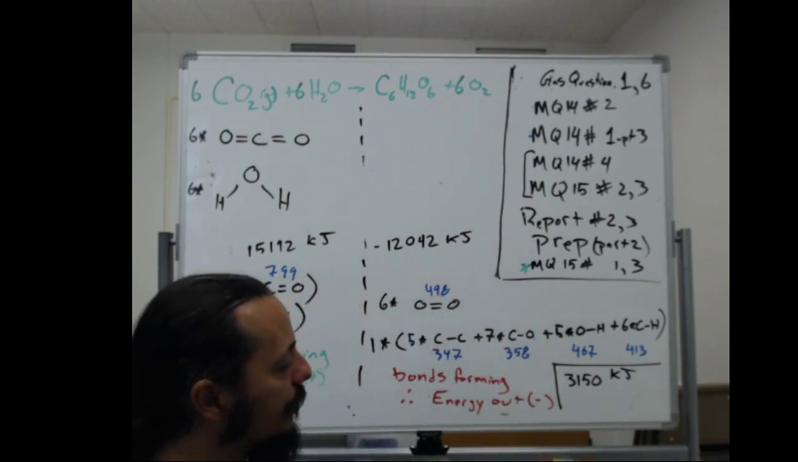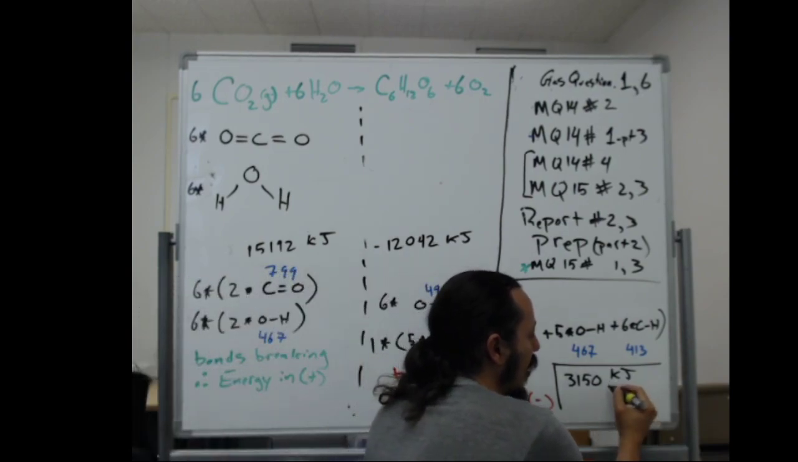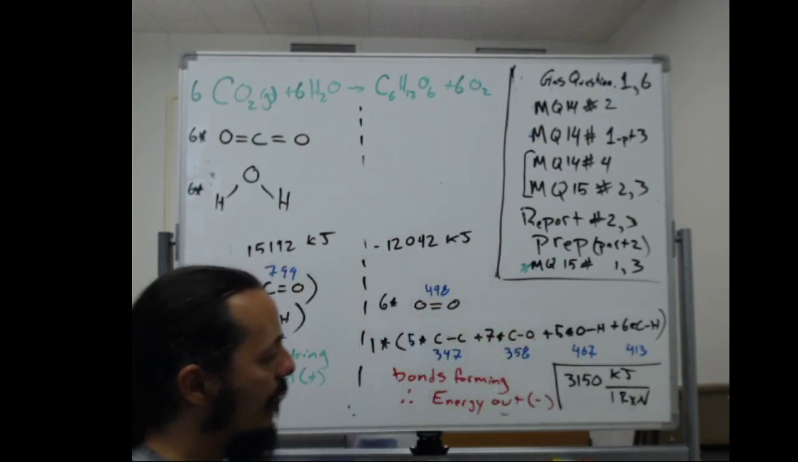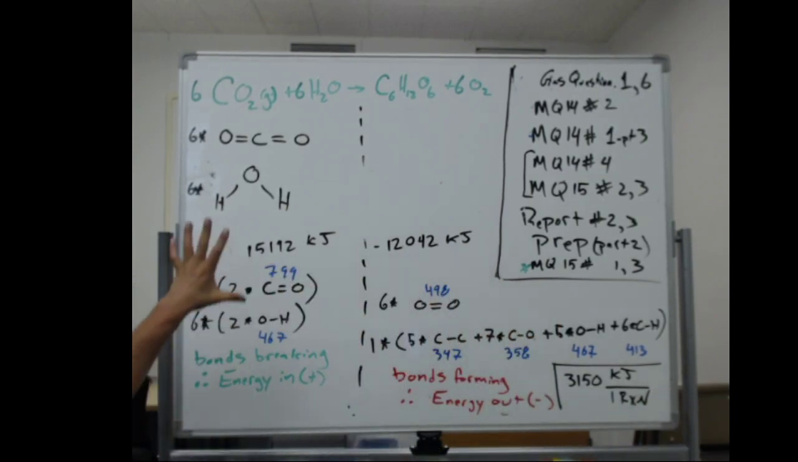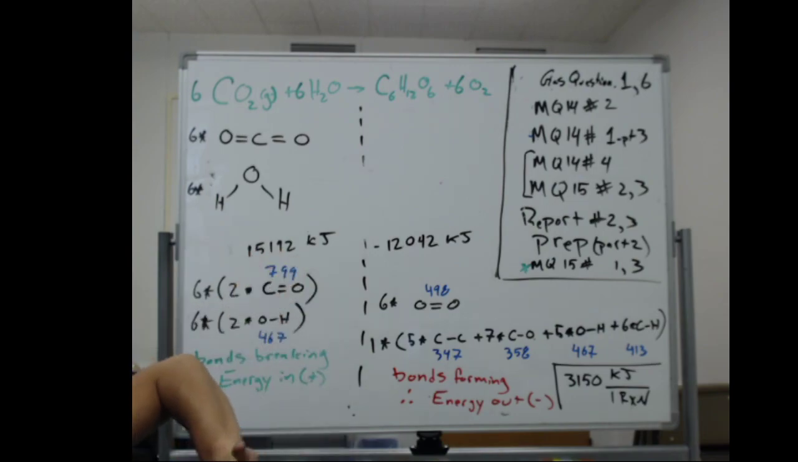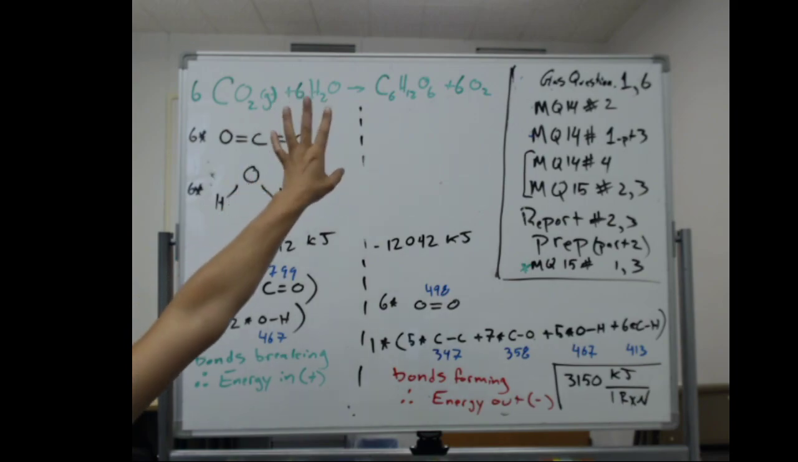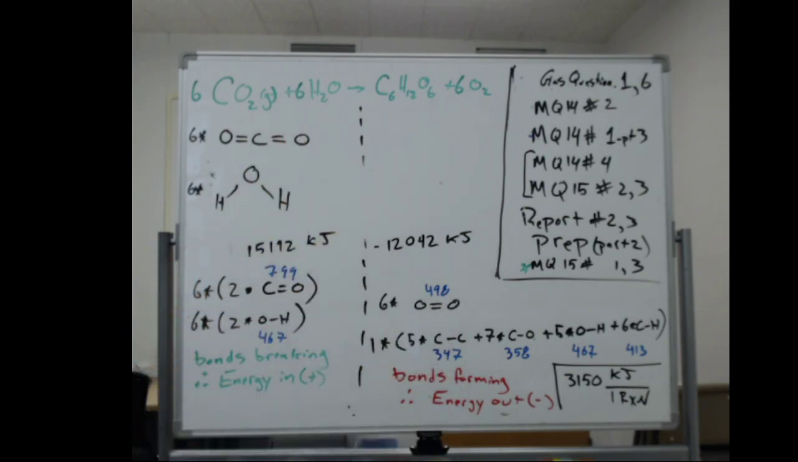And the thing that a lot of people forget is I would call this kilojoules per one reaction. Right? So if I did this reaction once, and doing this reaction once requires 6 moles of CO2, 6 moles of H2O, and gets us 1 mole of C6H12O6 glucose. That would require us to put in 3,150 kilojoules of energy, because it's a positive number, endothermic.